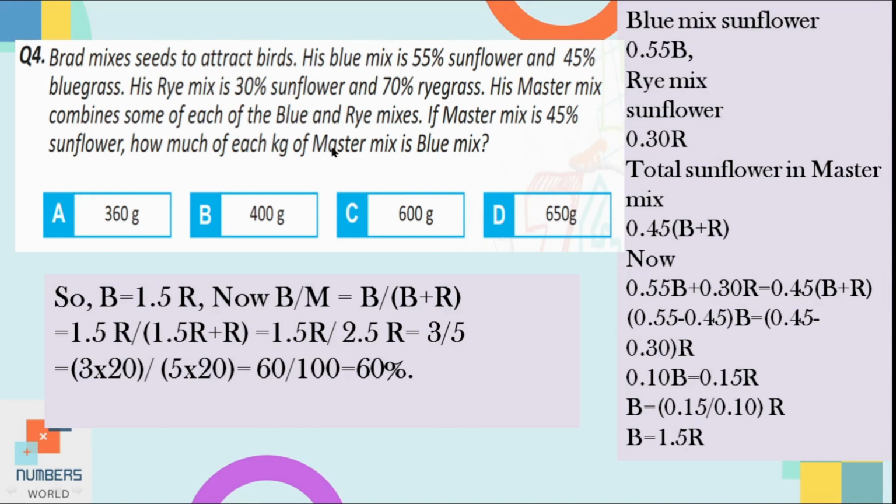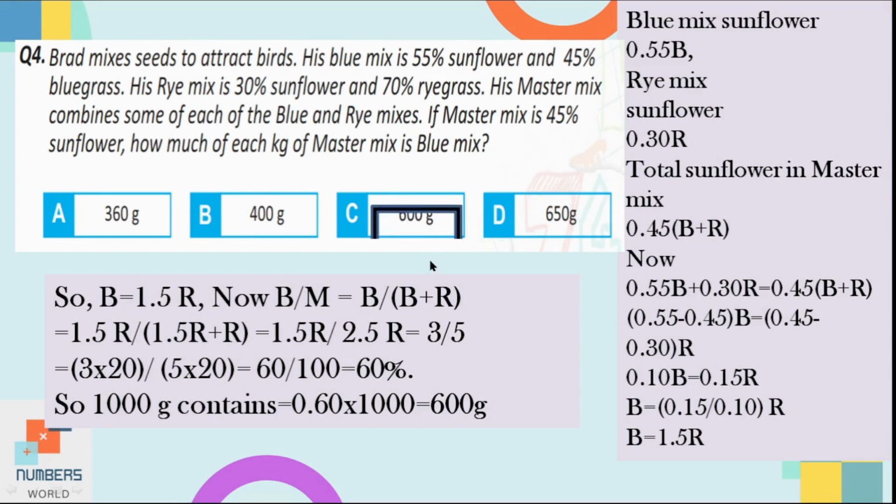It is mentioned in the question that we have to find out the amount of glue mix in 1 kg of master mix. So 1 kg can be written as 1000 grams. So we will multiply 0.60 by 1000, which is equal to 600 grams. So option C is the correct option. The amount of glue mix in each kg of master mix is 600 grams.